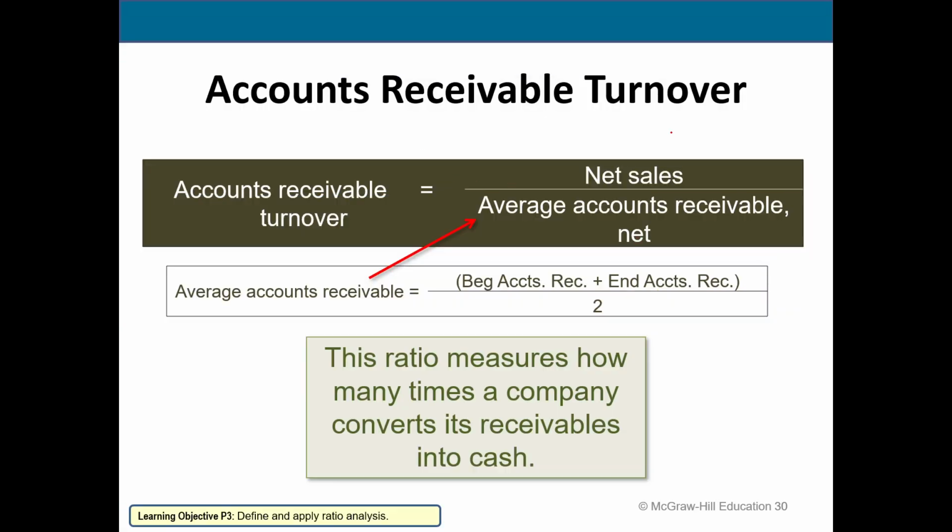Accounts receivable turnover. We looked at this, I believe, in chapter 7 as well. We take our net sales and divide it by the average accounts receivable. The average is calculated by adding the beginning and ending balances of accounts receivable divided by 2, and it indicates how many times the company converts its receivables to cash. So I made a sale on credit, and how long is it going to take me to collect the cash from that? That will be one time that completes the cycle. And so how many of those cycles do I have throughout the year?